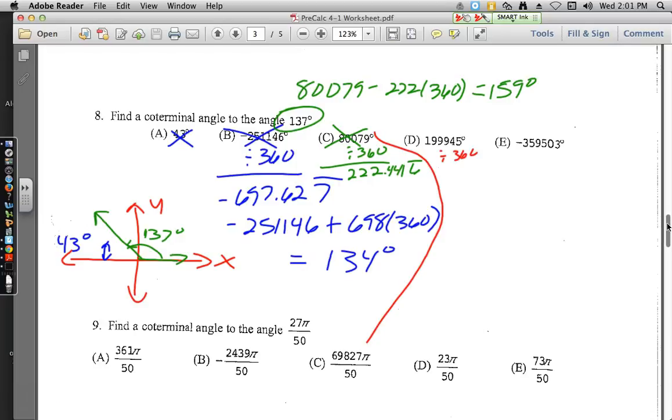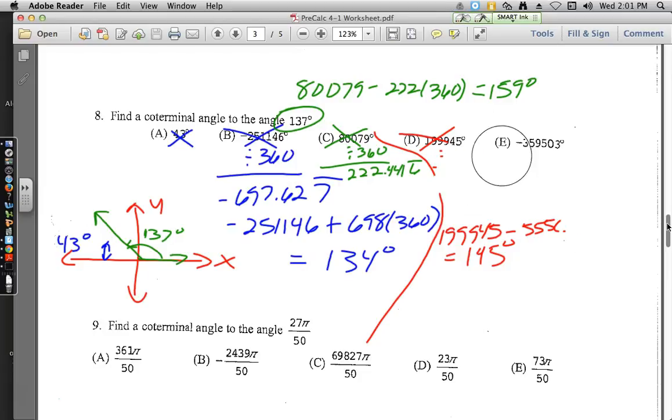So next one up, again, you divide by 360 to see how many full rotations we could get. And this is 555.40277 repeating. And with this one, it is positive, so we're going to round down. And we're going to take this monstrous number here, 199,945. And we're going to subtract 555 times 360, and we are really hoping it's 137, but it is not. It's 145 degrees. Pretty obviously it's E, but let me show you why.